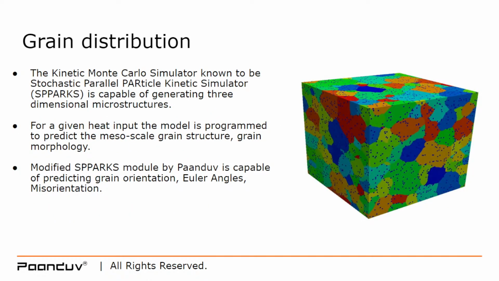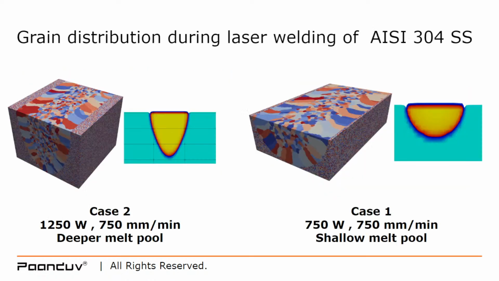So we use this kinetic Monte Carlo simulator, known as the stochastic parallel particle kinetic simulator, or SPPARKS, again thanks to Sandia Labs for all the amazing codes that they keep putting out for free. It basically captures some of this grain distribution, misorientation, and growth. What our R&D team at Paanduv did, we modified SPPARKS so that now it is capable of predicting grain orientation, Euler angles, and misorientation specifically, and we can visualize them clearly now.